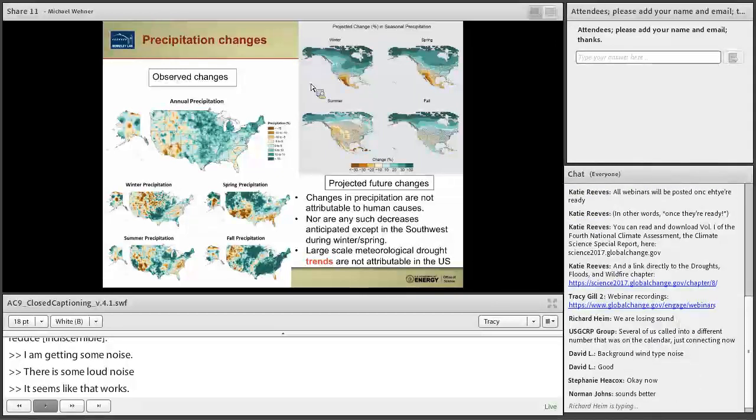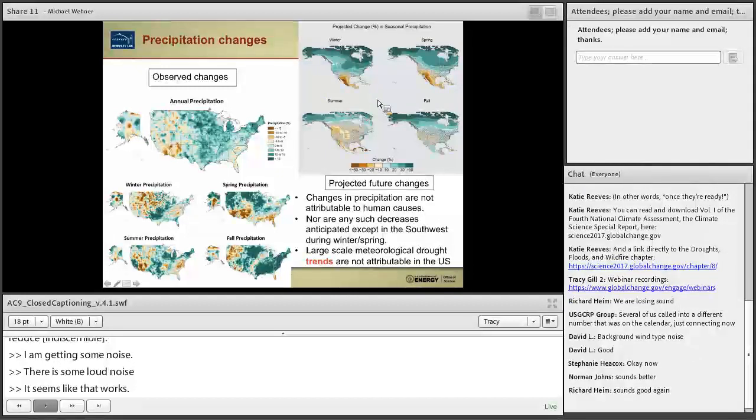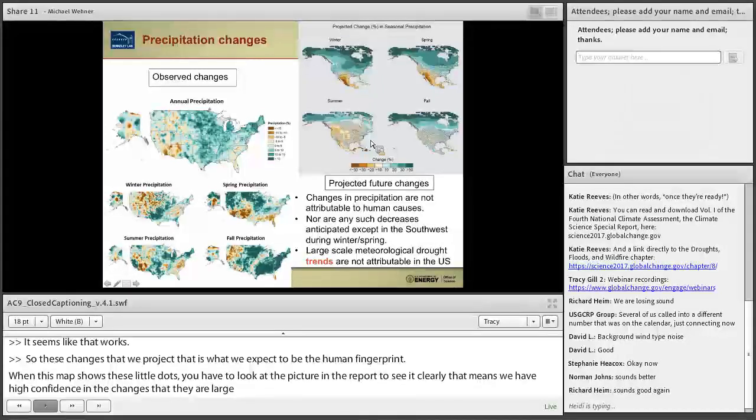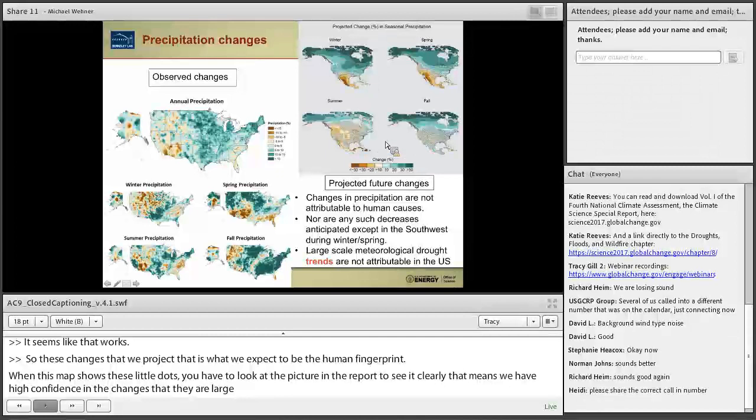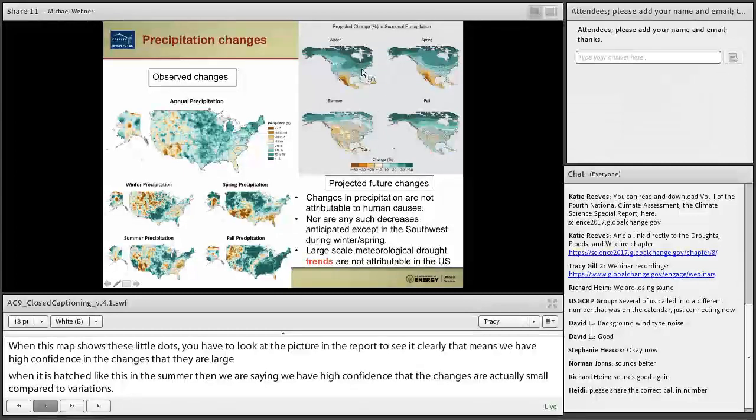Okay, good. So these changes that we project, that is what we expect to be the human fingerprint. When this map shows this stippling, these little dots, you have to really look at the picture in the report to see it clearly, that means we have high confidence in the changes. When the changes are hatched, like say here in the summer, then we're saying we have high confidence that the changes are actually small compared to natural variations. And you can see in the summer and in the fall, the projected changes from climate change are not supposed to be particularly large, but they are in the northern United States in the winter and spring.